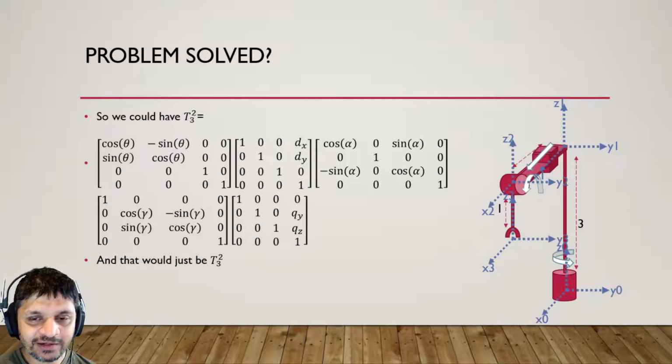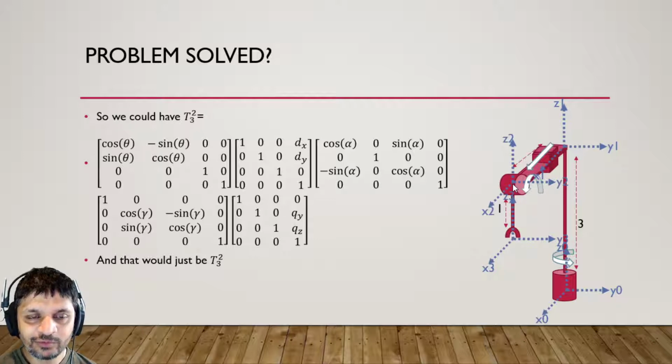So let's say I had this transformation matrix to get from 3 to 2, and it involved a rotation around Z and a translation along X and Y, and then another rotation around Y, and then a rotation around X, and then a translation along Y and Z. This would be my transformation matrix. I'd have to multiply all of these together, and that would just get me T3,2. That would just get me from here to here.